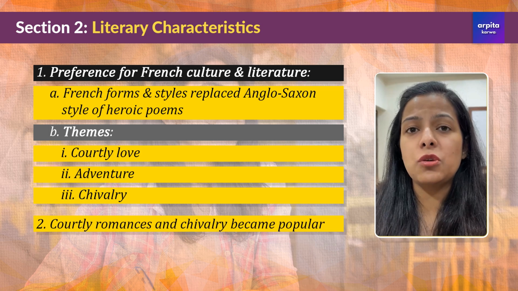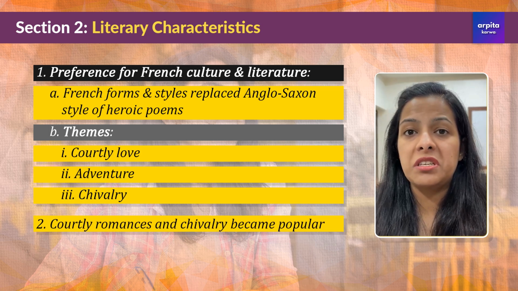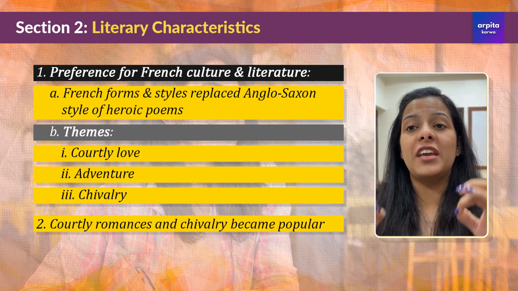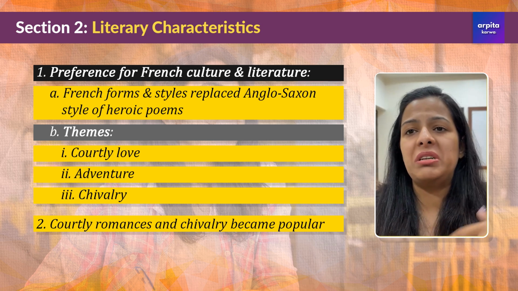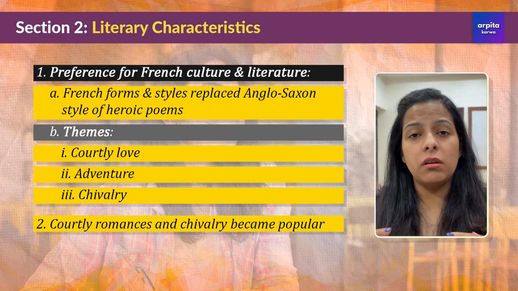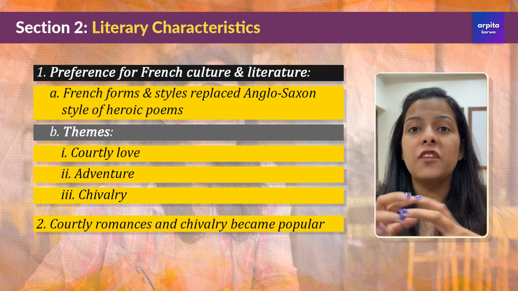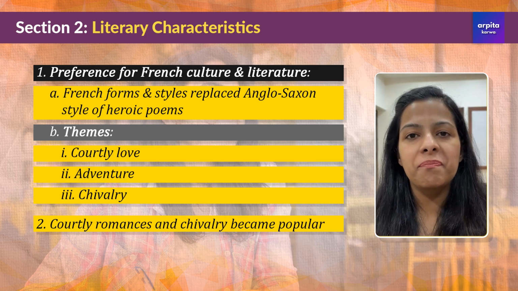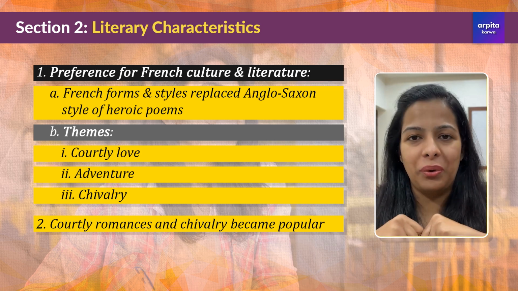Next important thing that you must know about the literature that was written during this period was that courtly romances and chivalry became very popular as themes. In this period, many stories were written about knights and their adventures, and these tales often showed knights' bravery, their loyalty towards the kingdom, and respect for women, which were important parts of the chivalric code. Now, this gave English literature a more refined and noble tone.